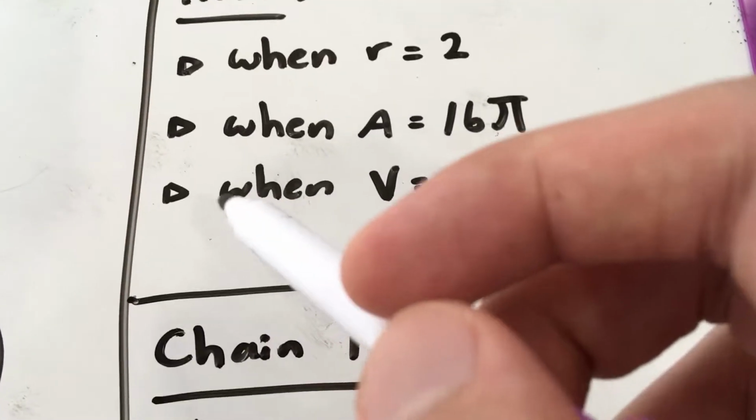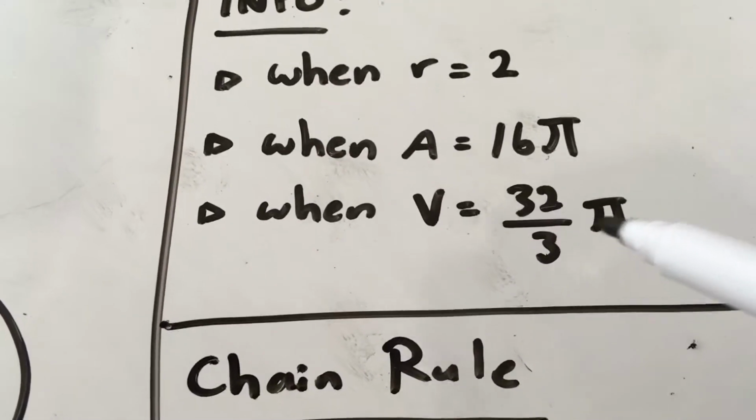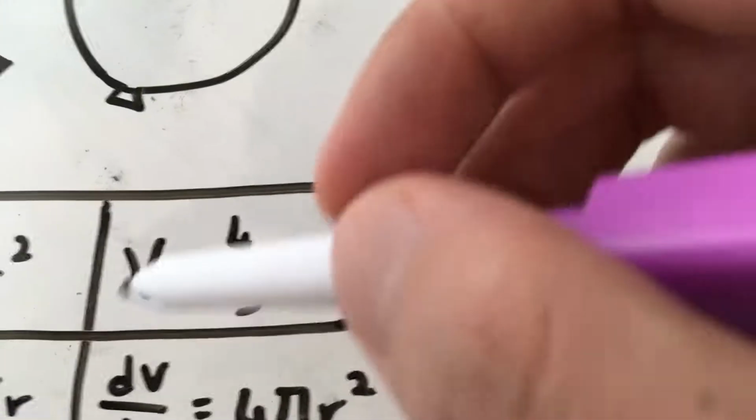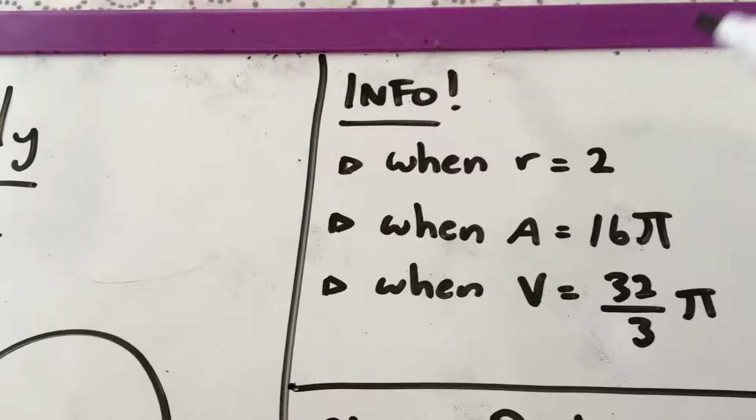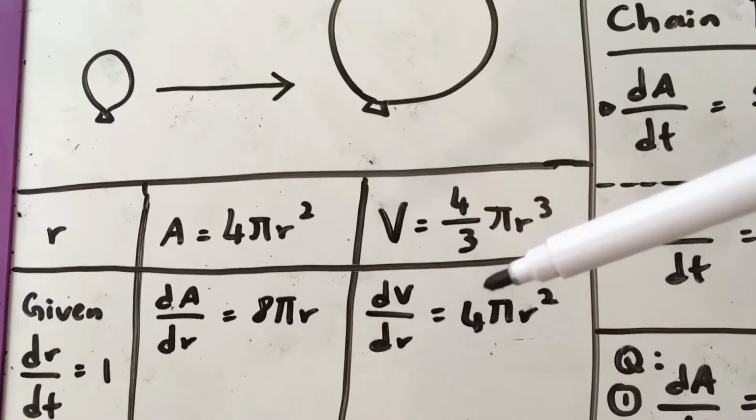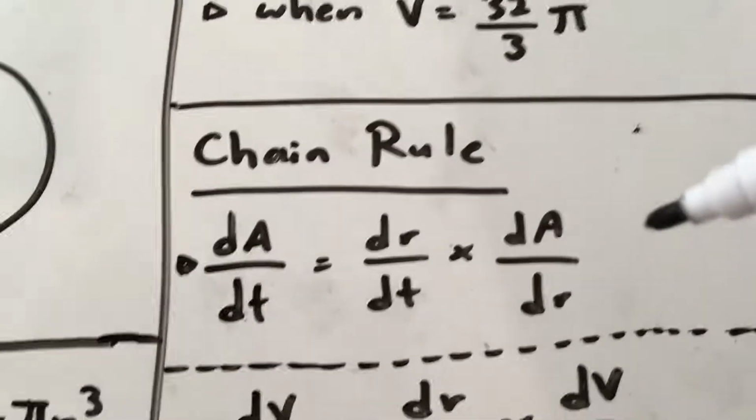They can also give the other one, when volume is this much, right? And once again, just sub it into this, right? So always list out what you're given and what you need to find, all right? And always try to relate them to each other. So that's the step. Now, all about the chain rule.